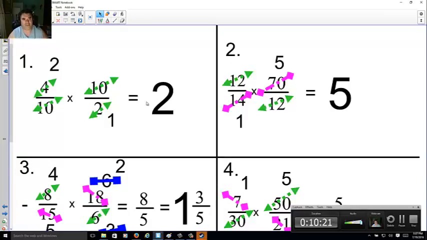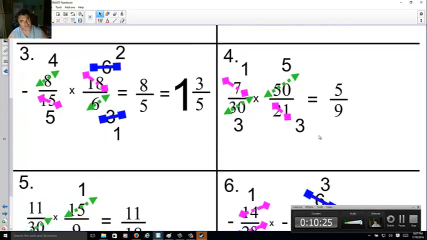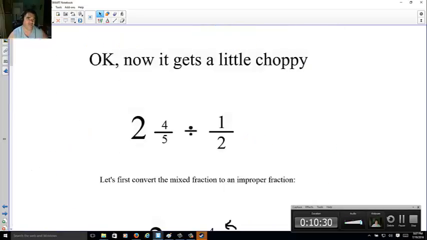This first one, by the time I got all said and done with it, it's 2. This one's 5. This one's 1 3/5. This one's 5/9. This one's 11/18, and this one's 3/5.